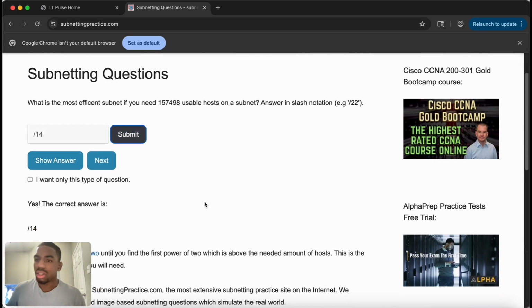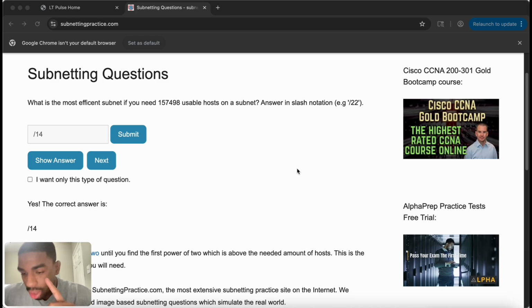Yes, /14. So /14 will give us 262,142. And like I said, the method that I used is basically just playing around with the amount of host bits that we have, taking the number 2, putting it to the power of the amount of host bits that we have, and then subtracting 2 to give us what we need. So yeah, that one's a wrap.